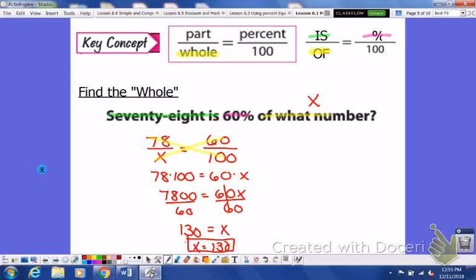Alright, that is all the notes for section 1. Like I said, nice short section to start this chapter. We'll do some more practice in class tomorrow.